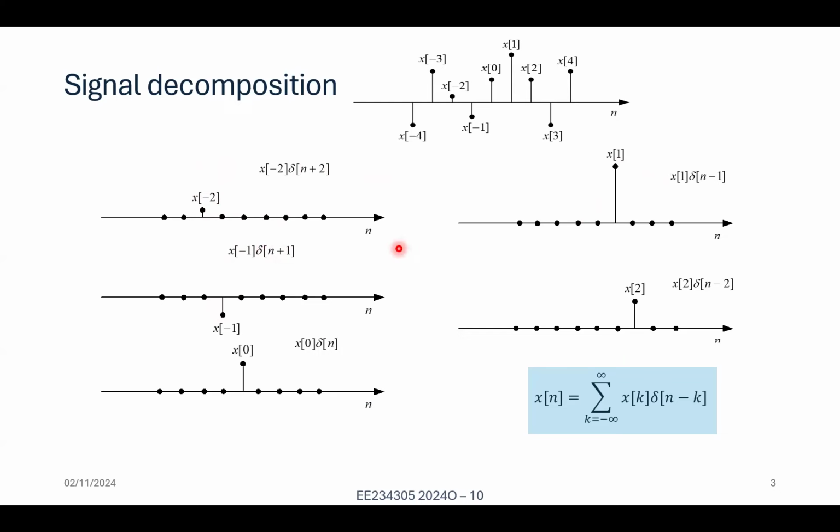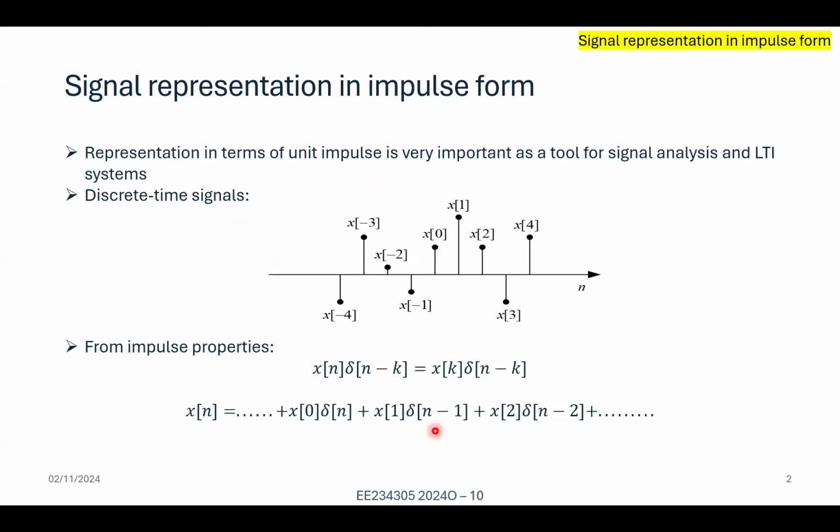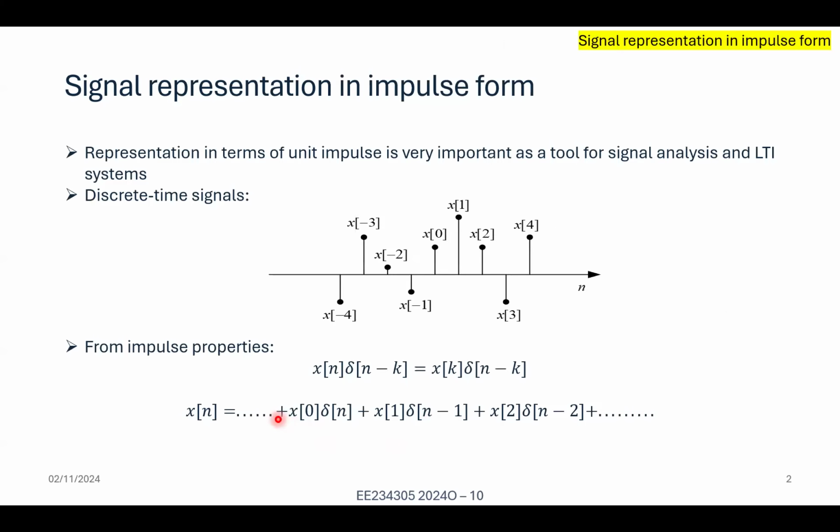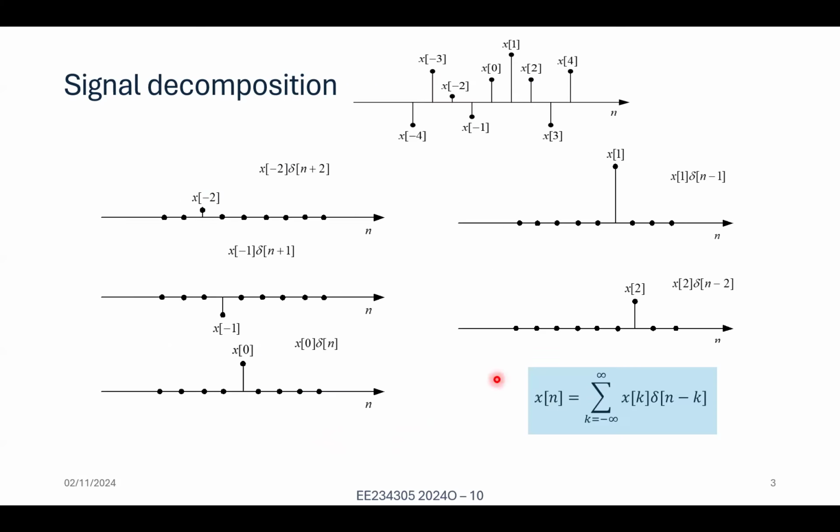x[0] is x[0] times delta[n]. x[1] is x[1] times delta[n minus 1], and x[2] is x[2] times delta[n minus 2]. So x[n] in general is the summation of x[k] times delta[n minus k]. This is the same as in the previous slide, the compact form. So we have x[n], the sum of x[k], where k moves from minus infinity to infinity, multiplied by delta[n minus k], with the same k. That way we can represent the signal in unit impulse representation. So x[n] is the sum of x[k] times delta[n minus k].